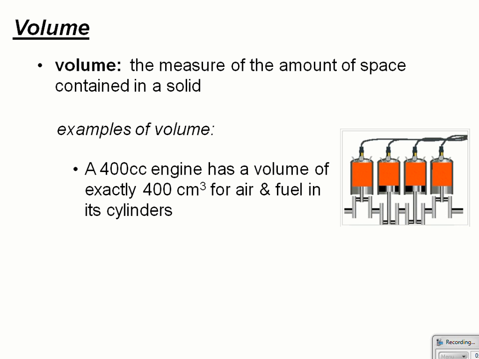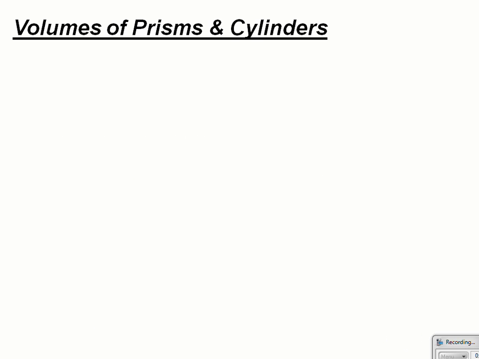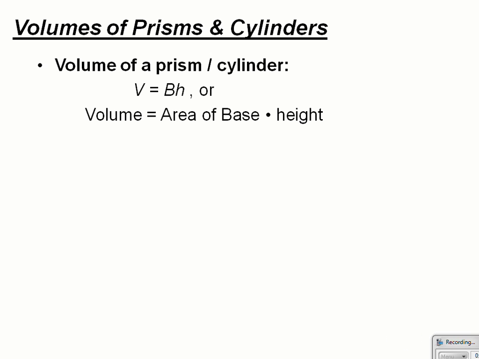Or for those who love to drink pop, a 20-ounce bottle of pop has exactly 20 fluid ounces of space, of volume available for that liquid, available for pop. These are just two of many examples of volume that exist in the real world. But for the study of volume here in our unit, we're going to begin with prisms and cylinders.